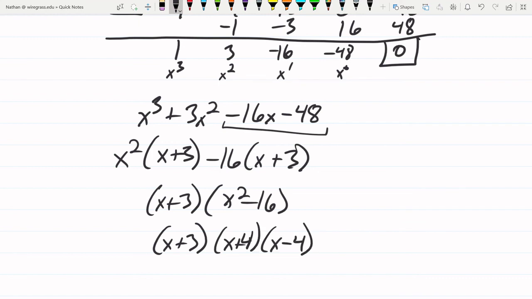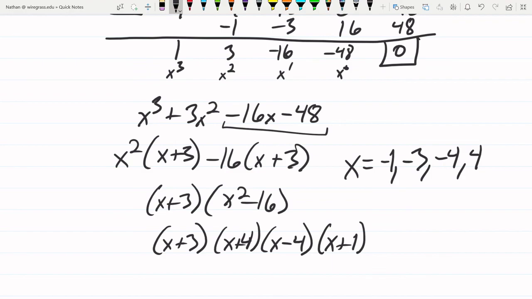And we already knew that -1 was also a 0, so we have x plus 1. Now we actually have all four zeros there. So we should expect -1, -3, -4, and 4. Let's graph it and check.